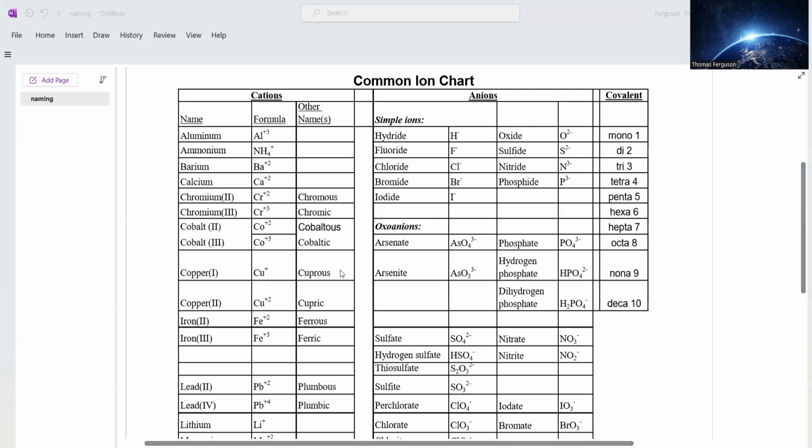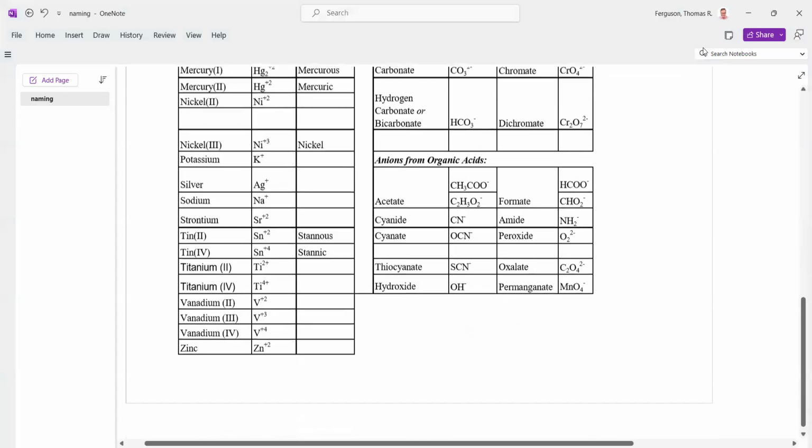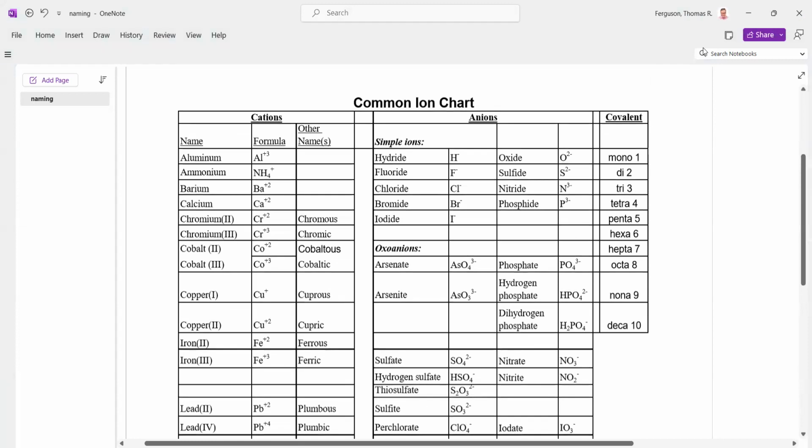Okay, now the handout I gave you is this one here. It says it's a common ion chart. That means there are other ions out there besides this one. These are just the most common ones.